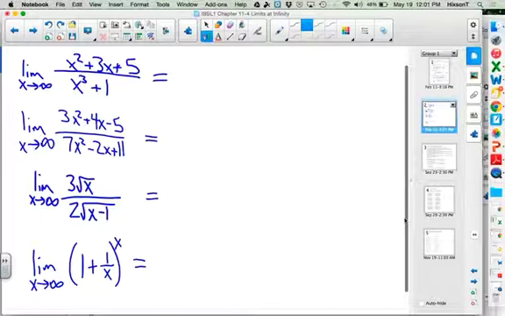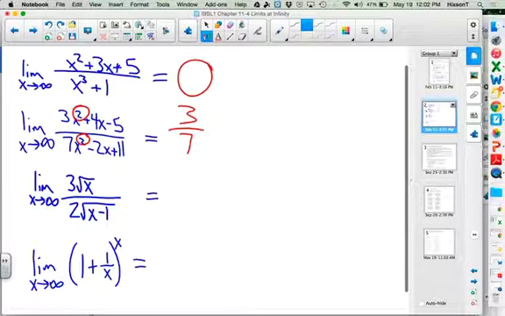Let's start with the first one here. What'd you get for the first one? 0. This higher degree's in the denominator, so it's going to approach 0. Okay. The second one, 3/7, 3 sevenths. The degrees are the same.